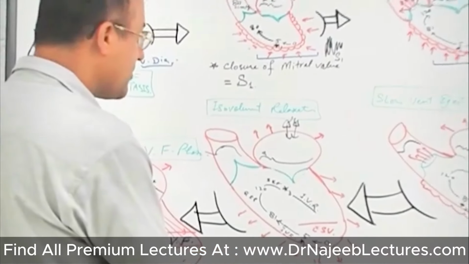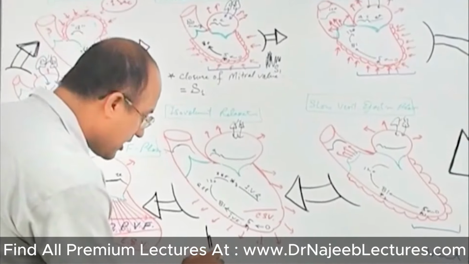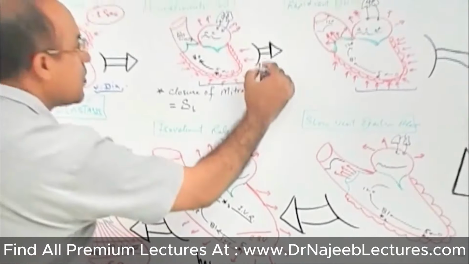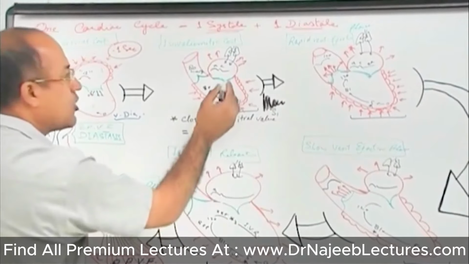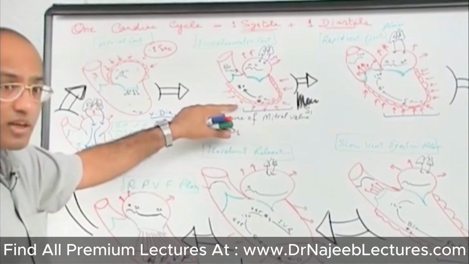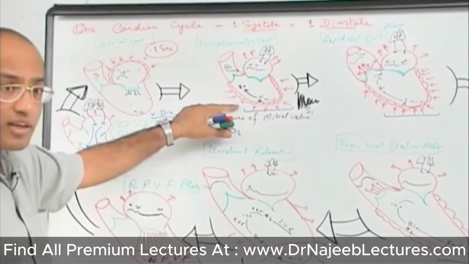yes please, that is of course not S1. Now the sound which is produced is S2. So we can say S1 was produced due to closure of mitral and tricuspid valve in the beginning of ventricular systole, and S2 was produced by closure of aortic and pulmonary valve at the end of ventricular systole, and of course at the beginning of ventricular diastole.